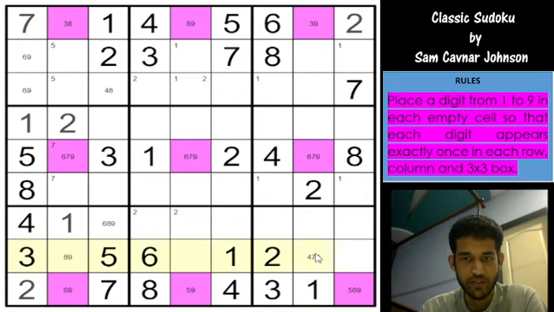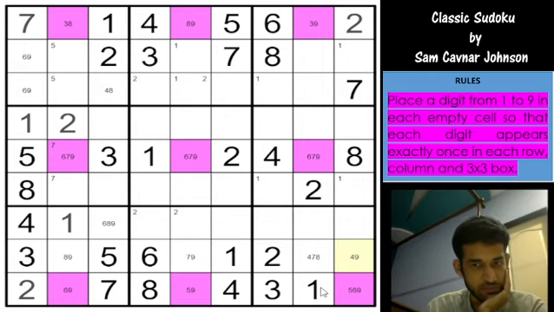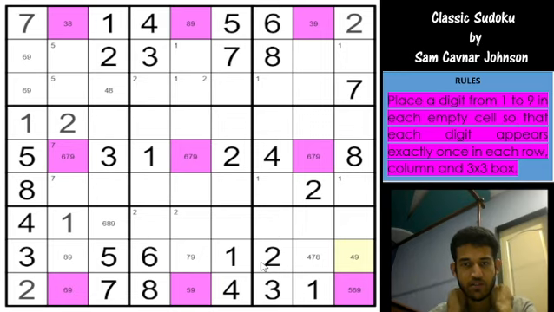So let us look at this cell. Look at this row. 1, 2, 3, 5, 6. So this must be 7 and 9. And this must be 4 and 9. Right? Just writing in the candidates. No other digit can go in those cells.